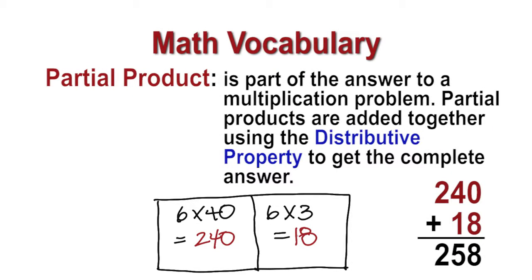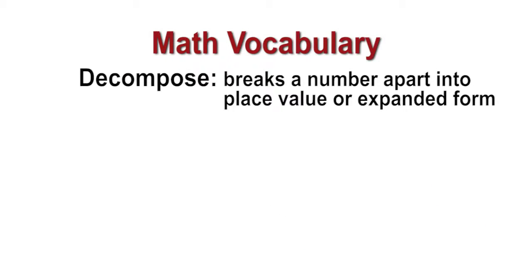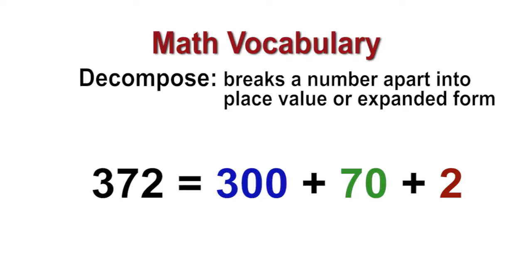The term partial product means part of the answer to a multiplication problem. Partial products are added to get the answer. Another term used in this lesson is decompose. The number is broken apart into expanded form. For example, the number 372 is really 300 plus 70 plus 2.